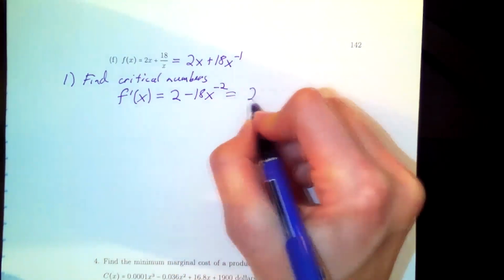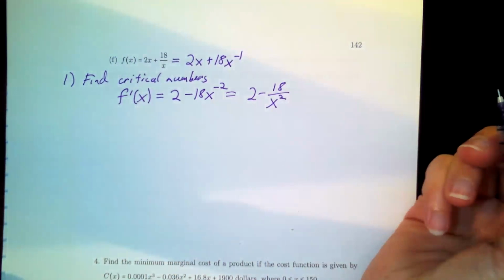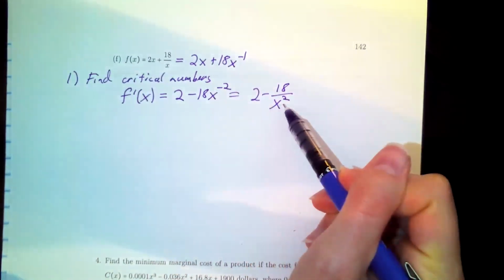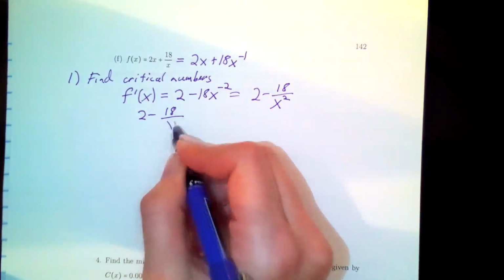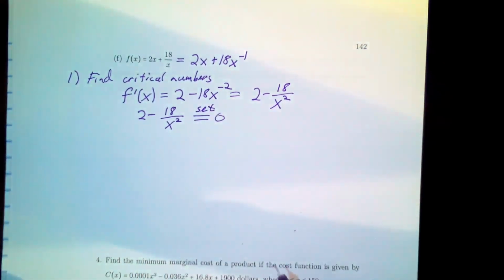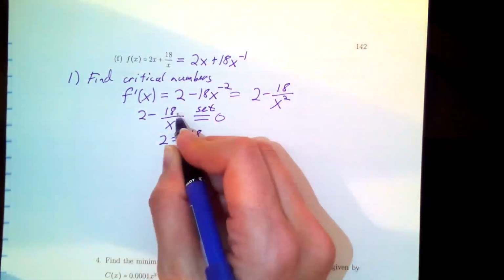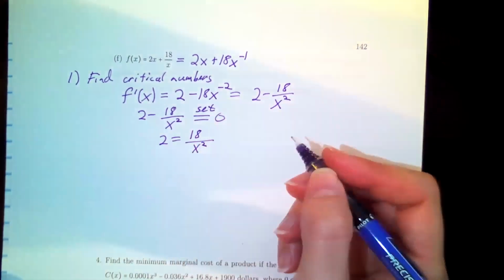Now, what am I fixing to do with this? I'm about to take this thing and set it equal to 0. So that means this x to the minus 2, let's flip it and put it back in its standard place in the denominator. Let's take that and set it equal to 0 so I can find my critical numbers. Add the 18 to the other side. I'm going to take this term and move it. I get 2 is equal to 18 over x squared.